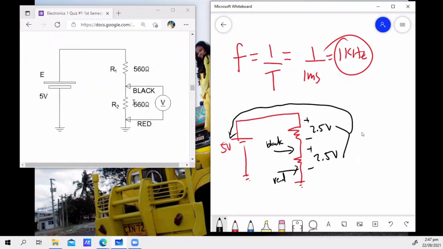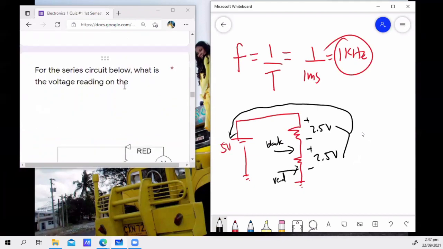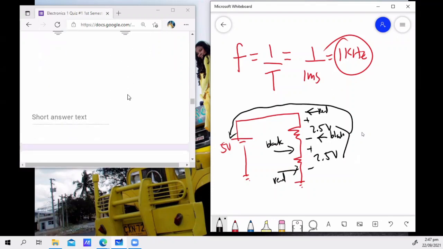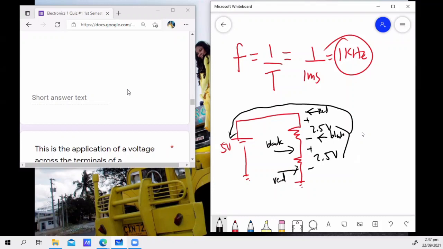Okay? Ito. Next. Same circuit pa rin. What is the voltage reading daw? So this time, tama yung orientation. So nandito yung red. And then nandito yung ating black. So red to positive and black to negative, we will read positive 2.5 volts. Kung may questions habang dinidiscuss ko siya, okay lang na magtanong sa ating chat.